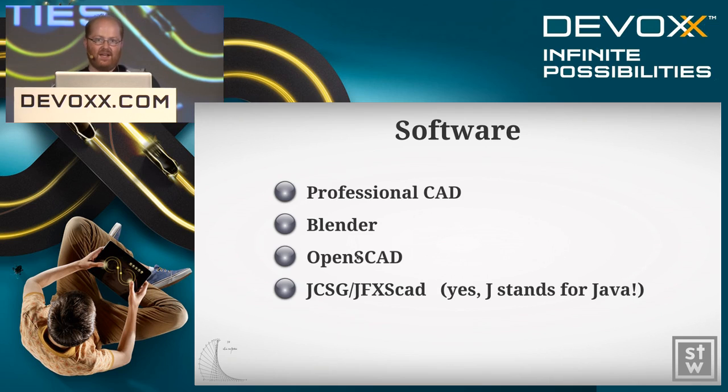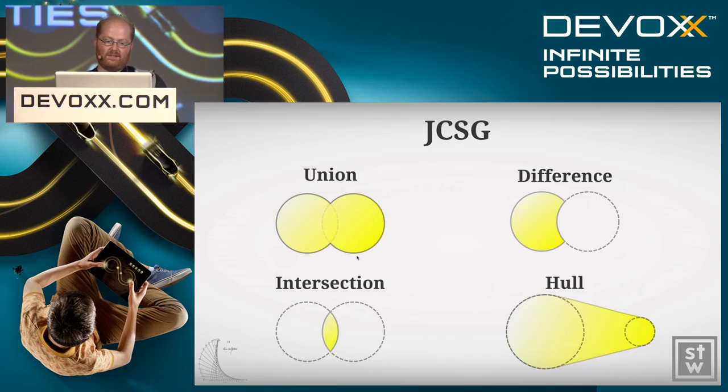But I actually like to program in Java and JavaFX. And therefore, I created a library called JCSG. The J, of course, stands for Java, and JFX for JavaFX. It's all open source. So the basic concept is very easy. It uses Boolean operations as the basic set.